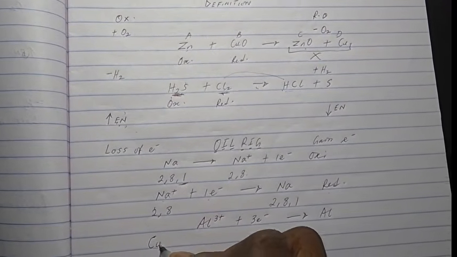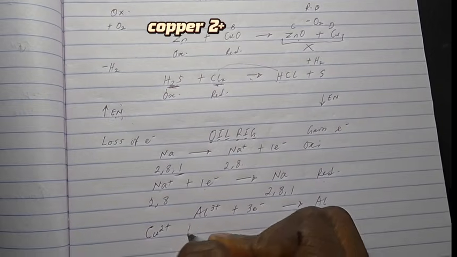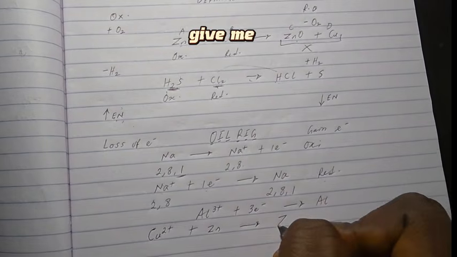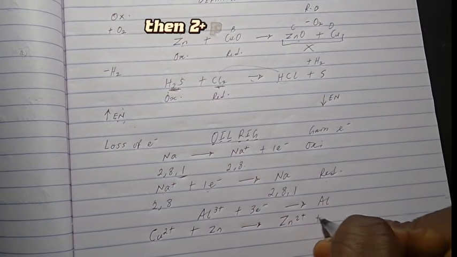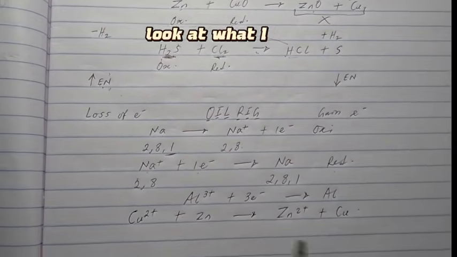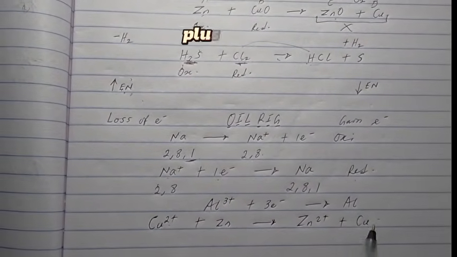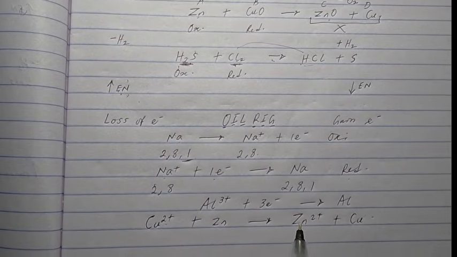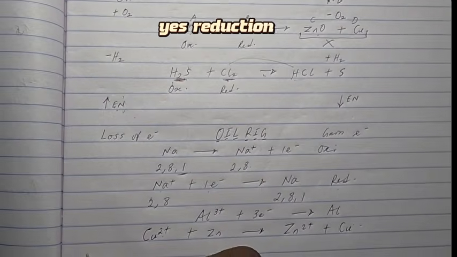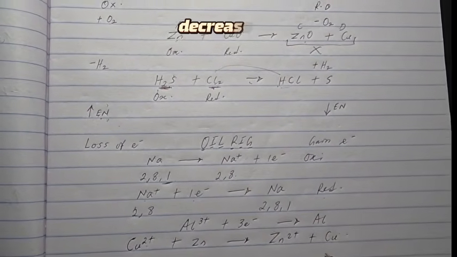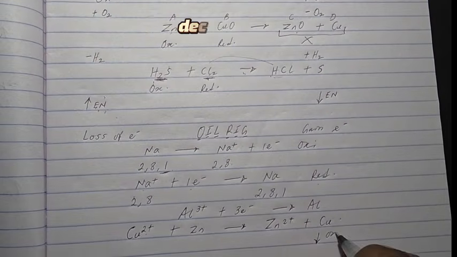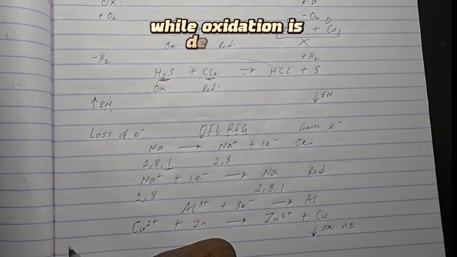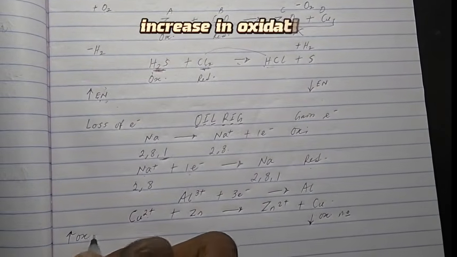So let's say I have Cu2 plus, plus zinc, to give me Zn2 plus, plus copper. Now look at what I have here. This one is going from +2 to 0. Do you think that is reduction? Yes, reduction is defined as decrease in oxidation number. Decrease in oxidation number, that's reduction. While oxidation is defined as increase in oxidation number.